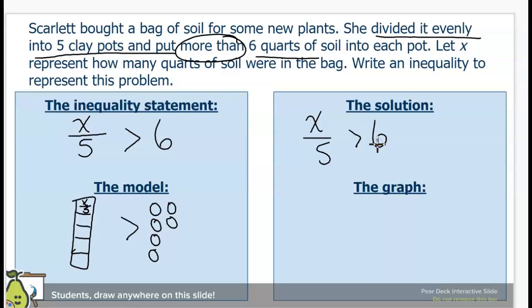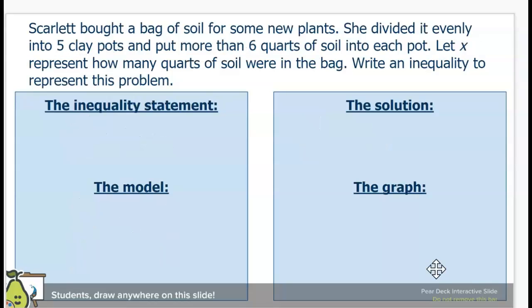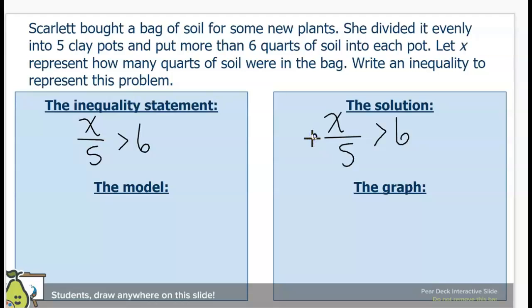Well, this is division, so the inverse would be to multiply. So we need to multiply both sides by 5. Oh no! Let's try again, sorry. So we had X divided by 5 has to be greater than 6. We drew our picture. We have to multiply by 5. This cancels out, so we're left with X is greater than 6 times 5, which is 30.